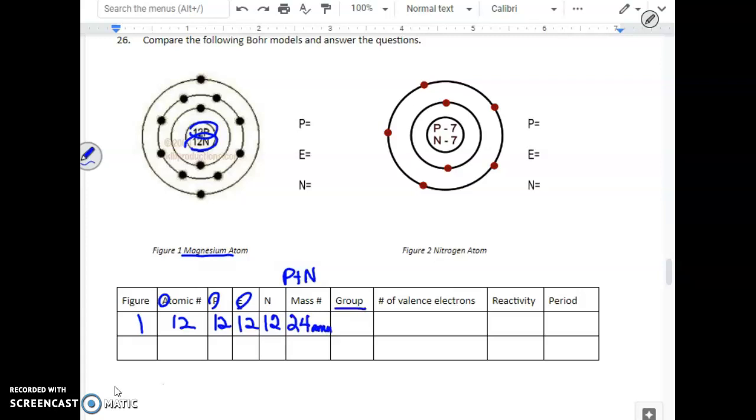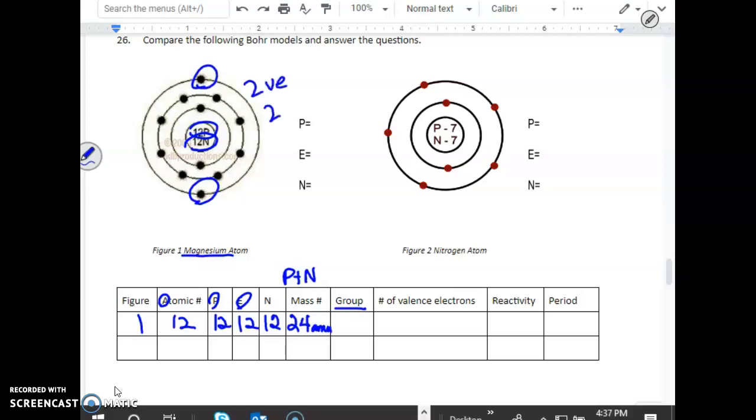My group, I can tell by looking at this. 1, 2, I've got 2 valence electrons, so that's going to be group 2. So group 2 valence electrons. That is reactive. It just has to get rid of its 2. It needs to lose its 2 to have its second energy level full. And by looking at here, I've got 1, 2, 3 rings. So this is going to be period 3.